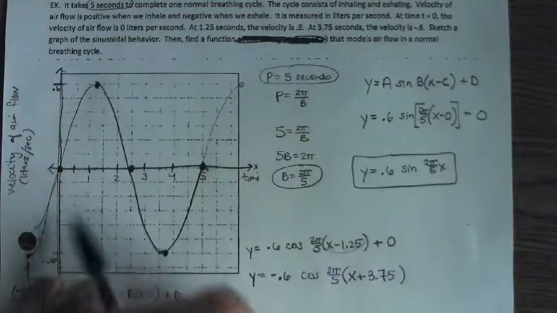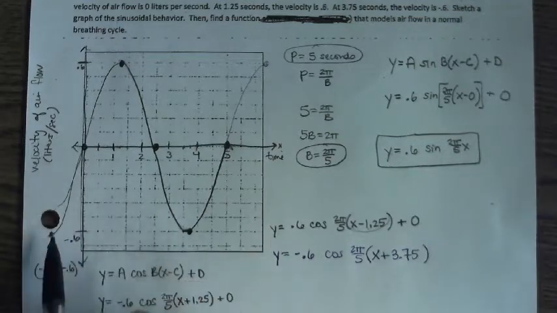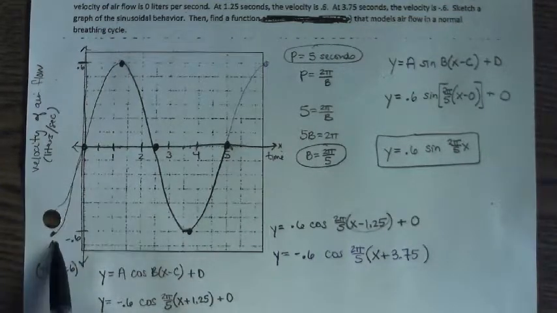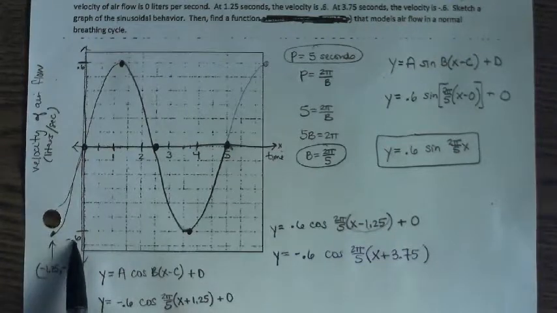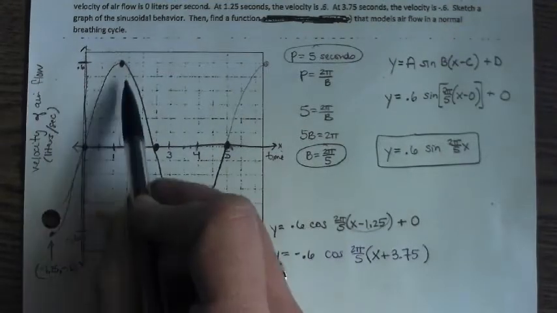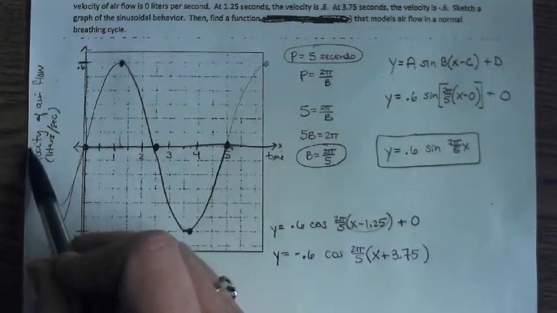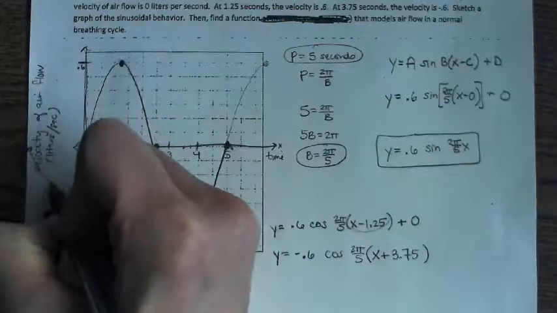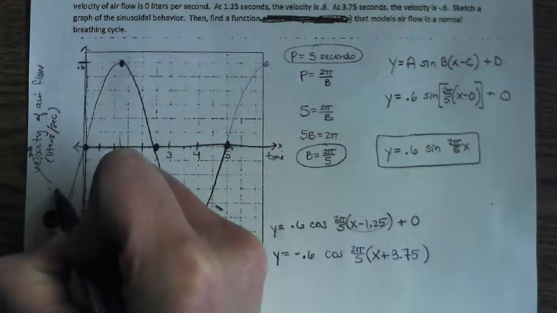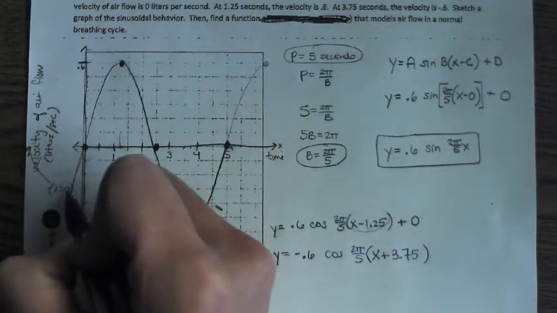So if I kept this going, and this is kind of what I started to do, I would reach my next minimum at negative 1.25, negative 0.6, right? Because here's your midline intersection. We go 1.25 units to the right, and we're at a maximum. So 1.25 units to the left, and we should be at a minimum. 1.25 more units to the left, we'll be back at a 0. So that would be negative 1.25 comma 0 would be that one.